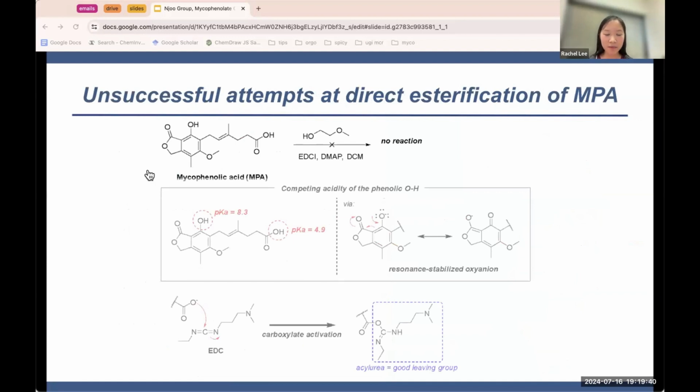However, our initial attempts of direct esterification from MPA were not successful. Extensive screening of conditions showed that minimal conversion was taking place, and we hypothesized that this was because the acidic phenol is a competing nucleophile in the carbodiimide-mediated acid activation.